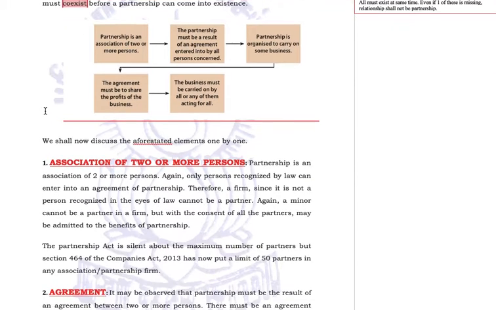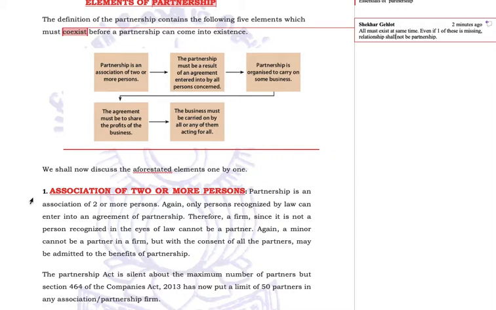Now let us read them one by one. First one is association of two or more persons. Partnership is an association of two or more persons. Again, only persons recognized by law can enter into an agreement of partnership. Therefore, a firm, since it is not a person recognized in the eyes of law, cannot be a partner. Again, a minor cannot be a partner in a firm, but with the consent of all the partners, may be admitted to the benefits of partnership.